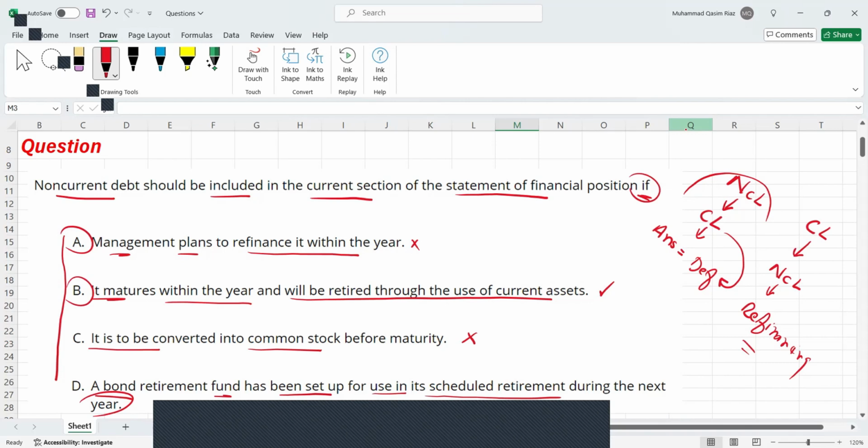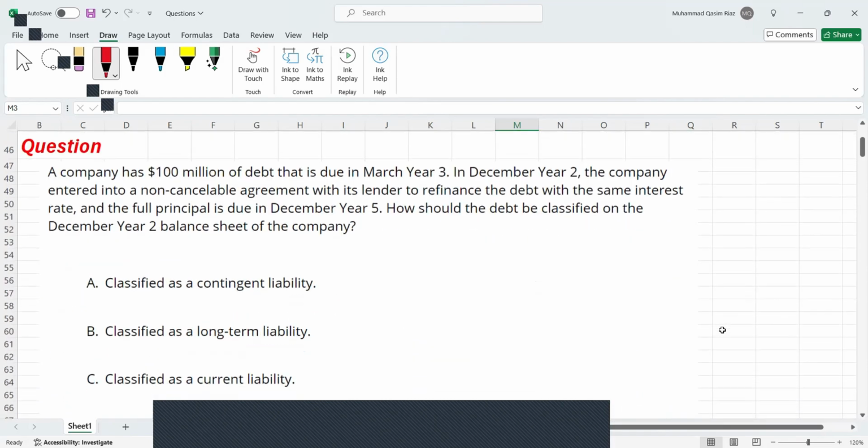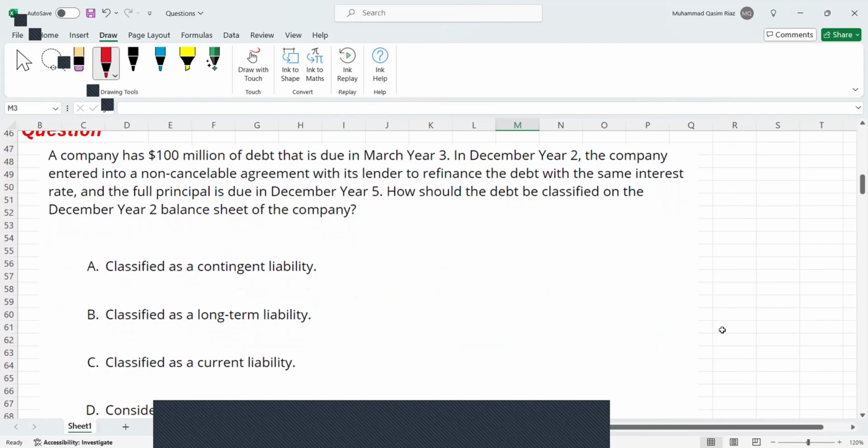So what is the concept of sinking fund? It's not a liability. Sometimes we take a loan and we can create a fund, a reserve, and every year we keep some money in that fund, and we can use that fund to retire that loan in the future. So this is actually the definition of sinking fund. It is not the definition of current liability. So option B is correct. That is the definition of current liability. Understood guys? Now we are moving to question number 2.